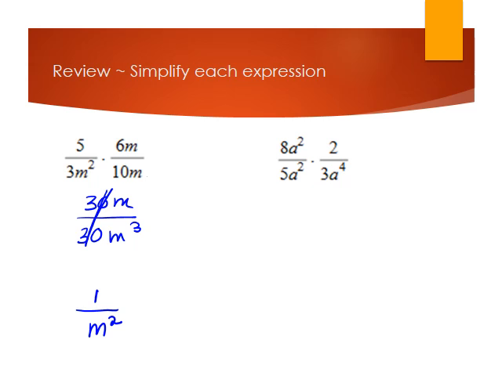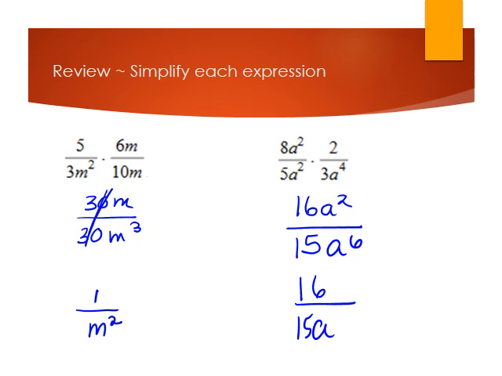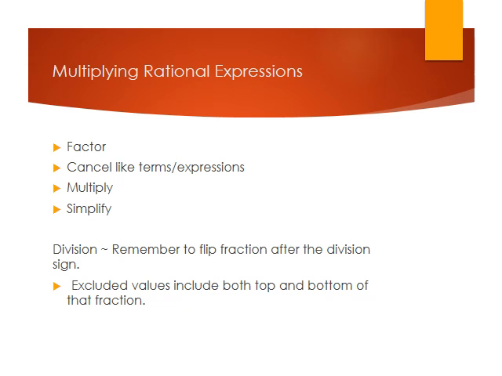If you wanted to, we could also cross reduce, except I don't think we're able to in this fraction. 8 times 2 is 16, and then a squared, and 5 times 3 is 15. A squared times a to the 4th is a to the 6th. And then we can reduce the a's. Again, the biggest power of the a is in the denominator, so the a is going to go in the denominator, and 6 minus 2 is 4. So just kind of a refresh from Algebra 1.